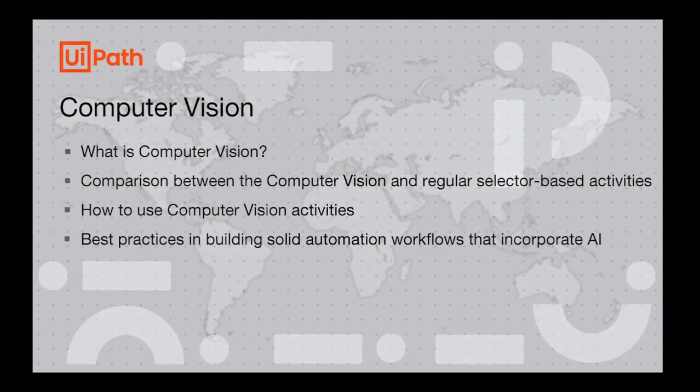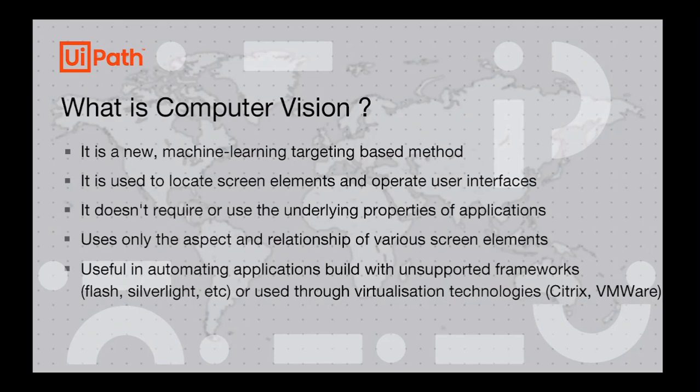After settling the theory, we'll perform an actual comparison between the two in order to better understand the benefits that this new feature brings. After that, we'll go into detail about how to use the computer vision activities. And finally, we'll take a quick look at some of the best practices in building solid automation workflows that incorporate AI. Let's begin. Computer vision is a new machine learning-based method used to locate screen elements and operate user interfaces.